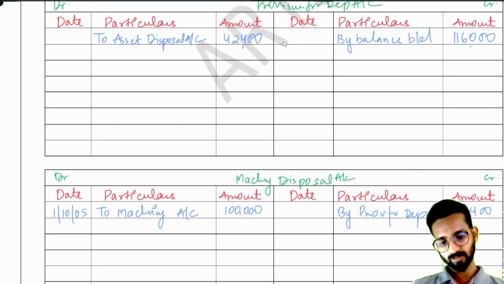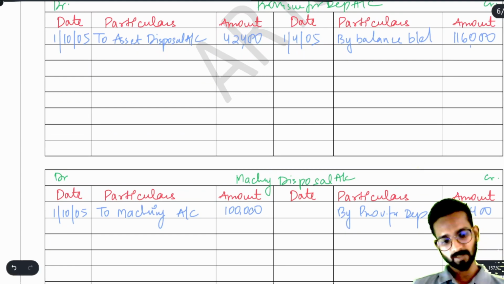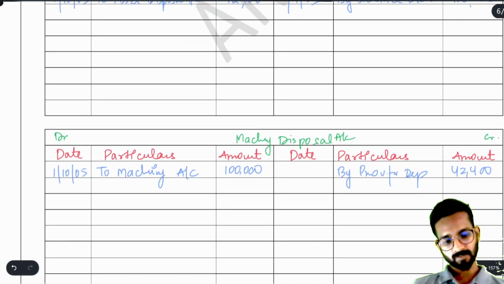Remember, this is your opening balance. This is your 1st October. Everything is happening on 1st October. This is the opening balance 1st April 05. You have transferred this much to asset disposal. Now we will complete the first asset disposal account. By provision for depreciation 42,400. How much money have you received while selling? By bank, we received 60,000 rupees.